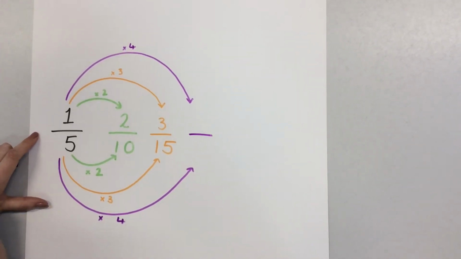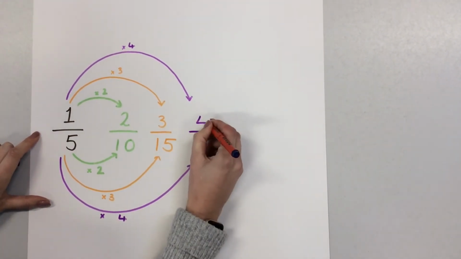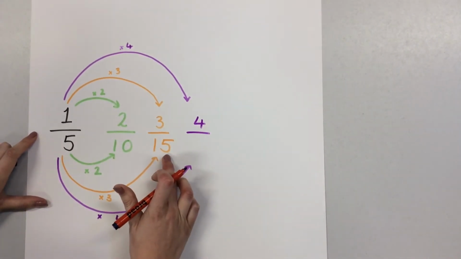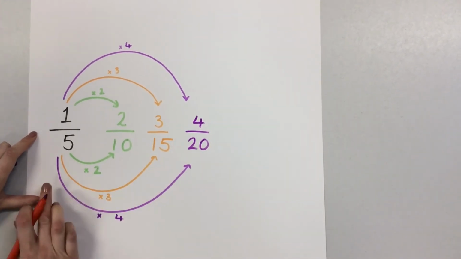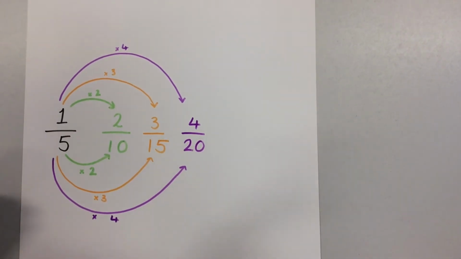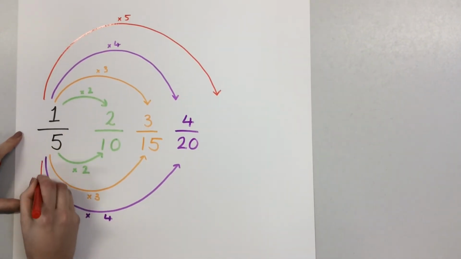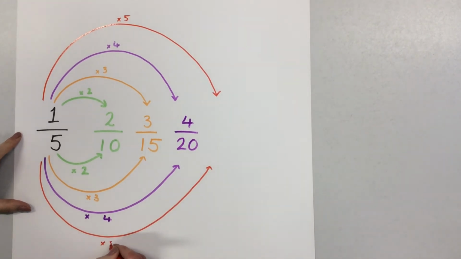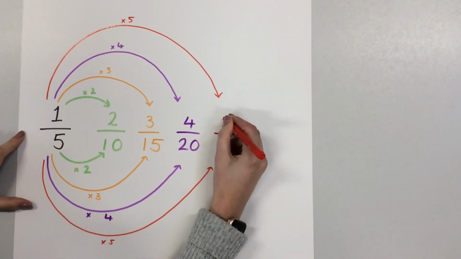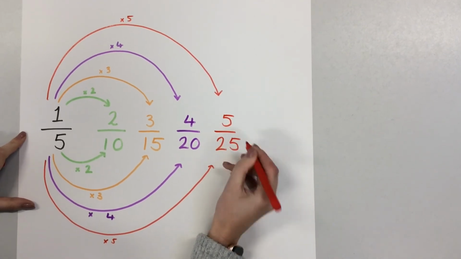Okay. So my numerator follows the same pattern. I times by 4. 1, 2, 3, 4. And my denominator, thinking about the pattern, 5, 10, 15, will be 20. Okay, and remember, 5 times 4 is 20. Okay, and my last one. I'll be timesing by 5. Okay, so look at my numerator. 1 times 5 equals 5. My denominator, 5 times 5 equals 25.